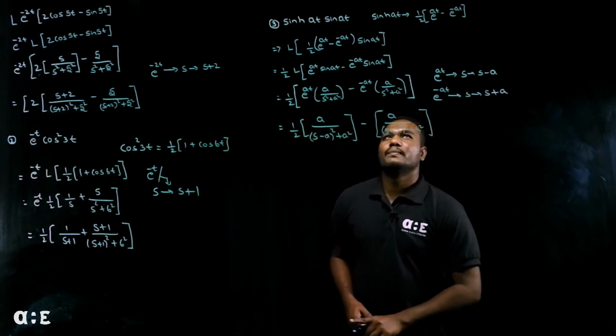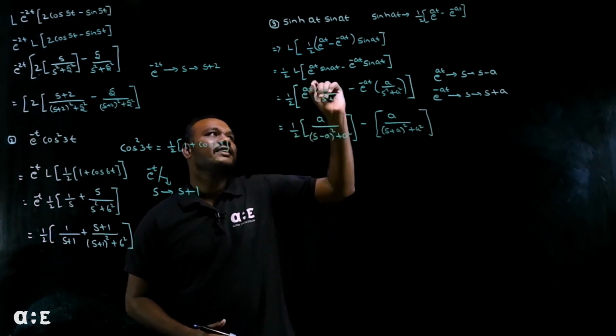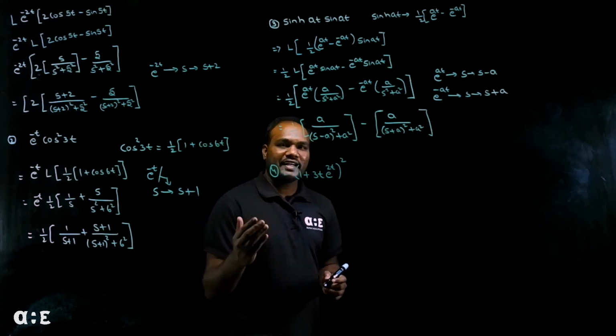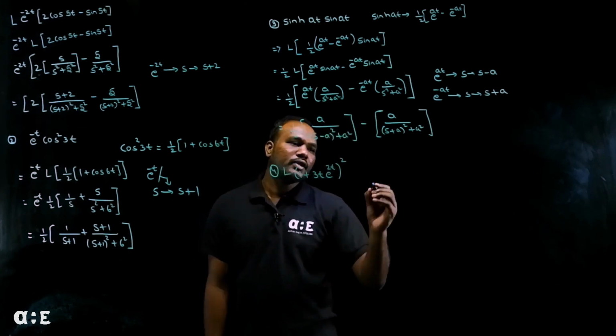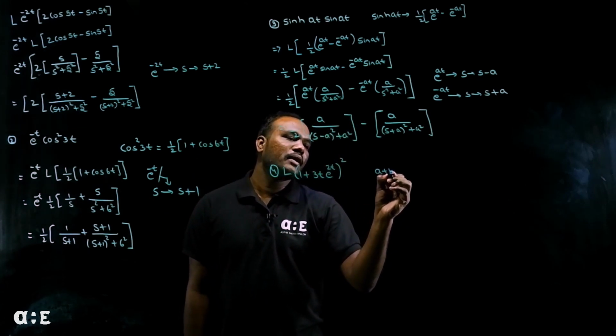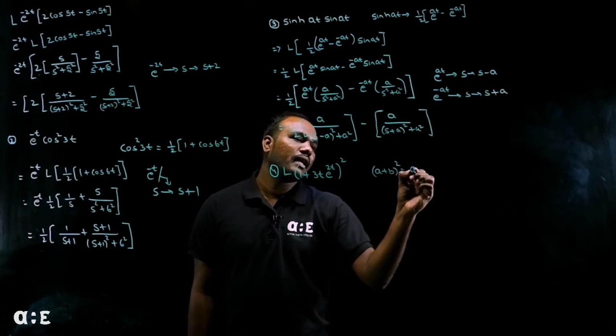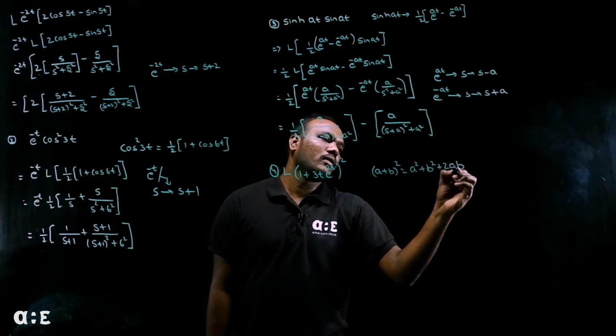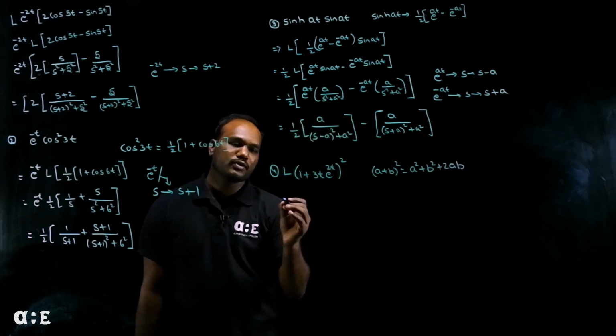Was that clear? So basically what we needed to know, whenever sin hat comes, we should be capable of substituting this formula, right? So let's find Laplace of this term. So what do we need to know? We need to know a plus b whole square, that is nothing but a square plus b square plus 2ab, or a square plus 2ab plus b square. So let's substitute into this.